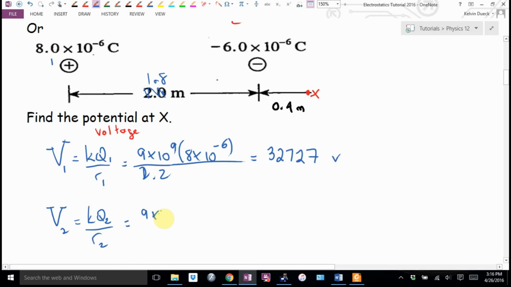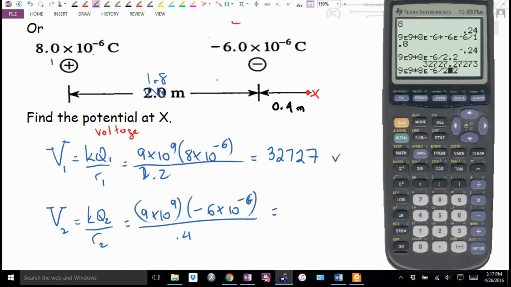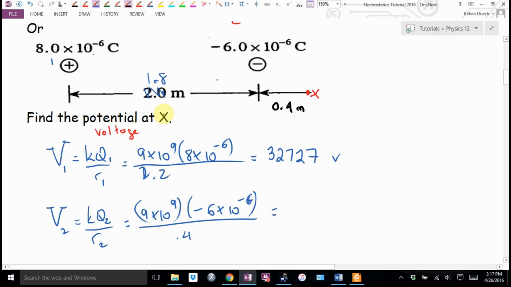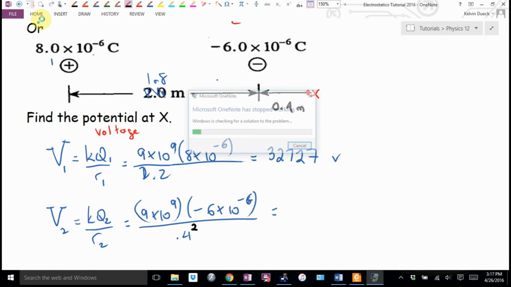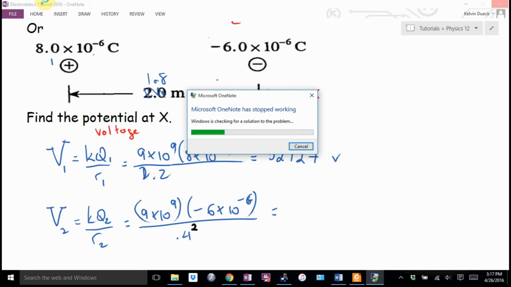Signs. 9 times 10 to the 9th, negative 6 microcoulombs divided by 0.4. Once again, just to show you how alike these look, what would this be an equation for? Electric field.